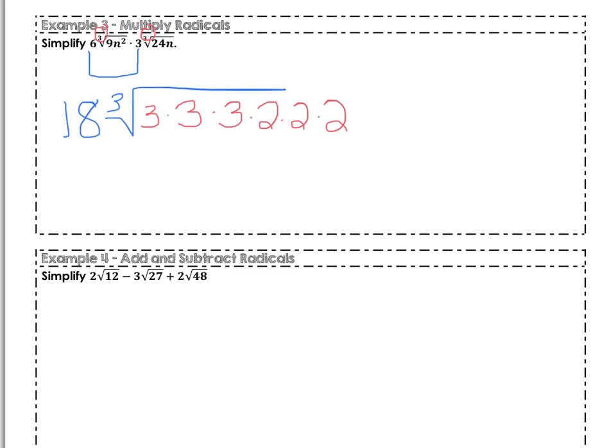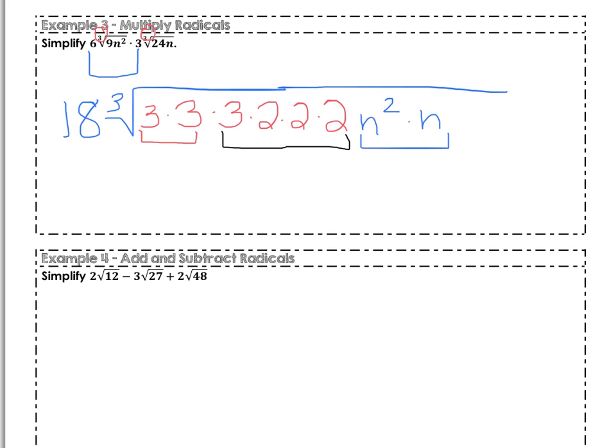Let's double check our work. 3 times 3, that was 9. And then we have 3 times 2, which is 6, times 2 is 12, times 2 is 24. All right, we're still good. Now the first radical gave us an n squared, and the second one gave us an n. Well, that's going to be n to the third. All right, see what we can do.